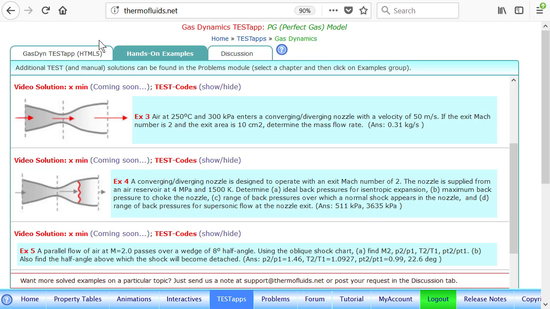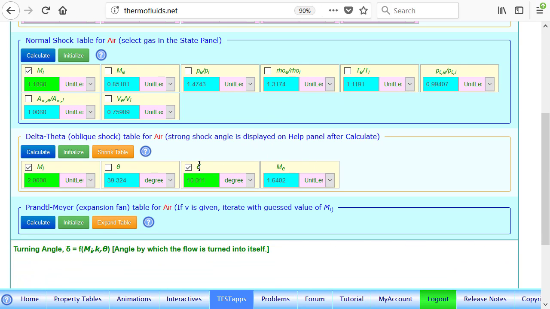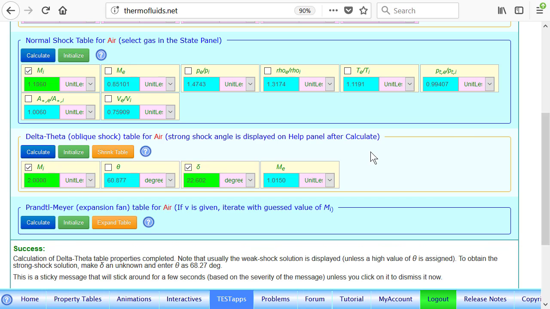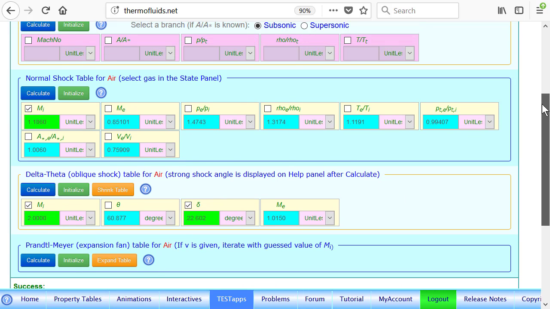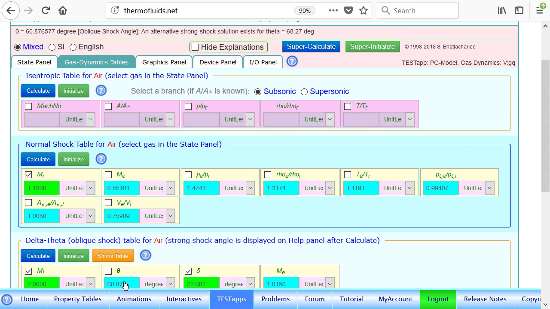22.6 degrees. So if delta is 22.6 degrees, then theta is 60 degrees, and if you put the pointer over 60, you'll see that the two angles are pretty close, 60.8 and 68.3. So basically slightly higher than that would be the delta for which the curve looks like this.